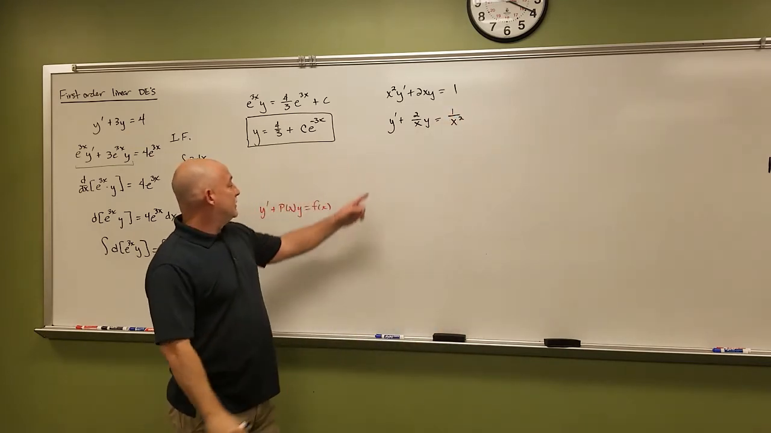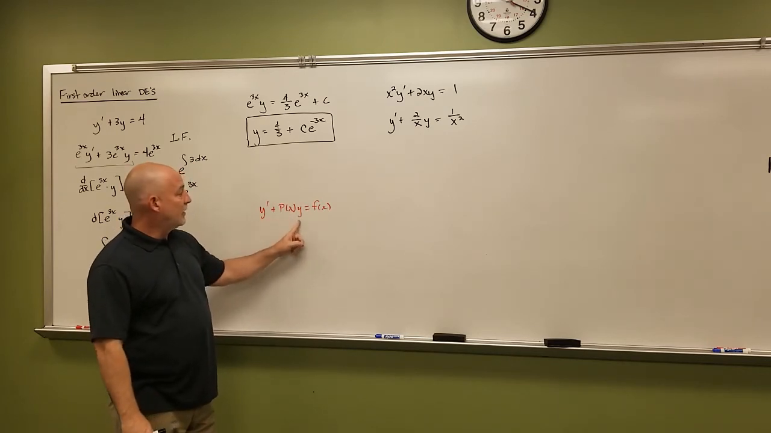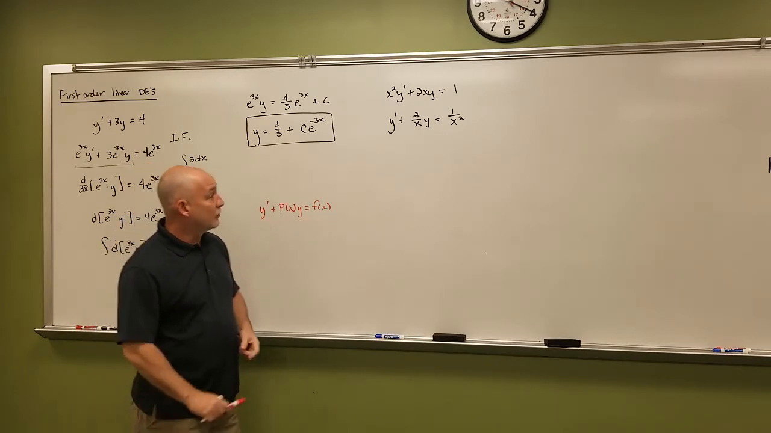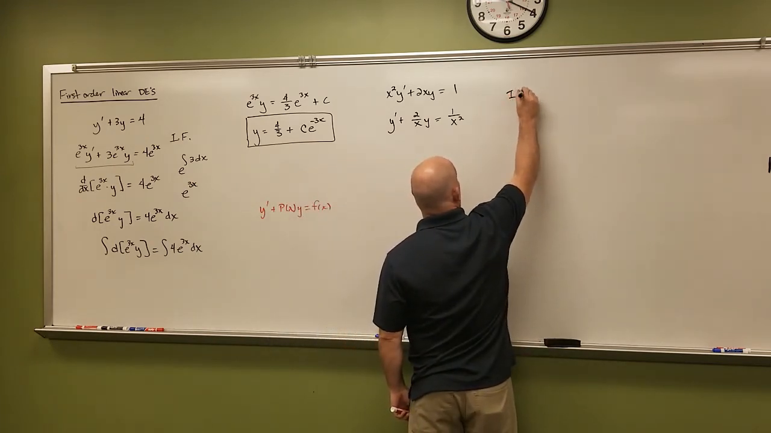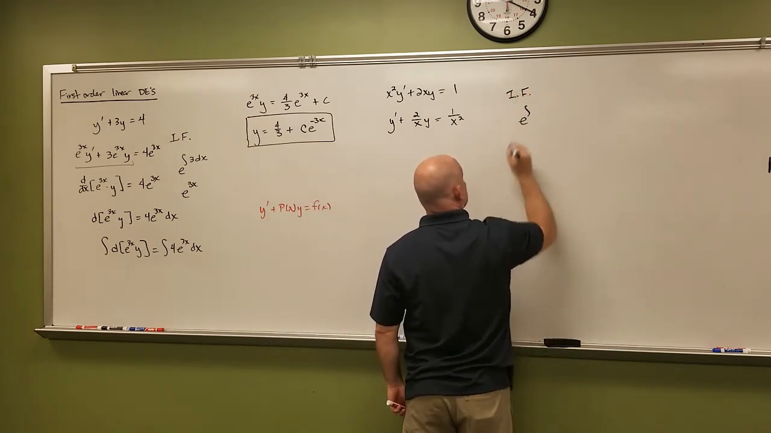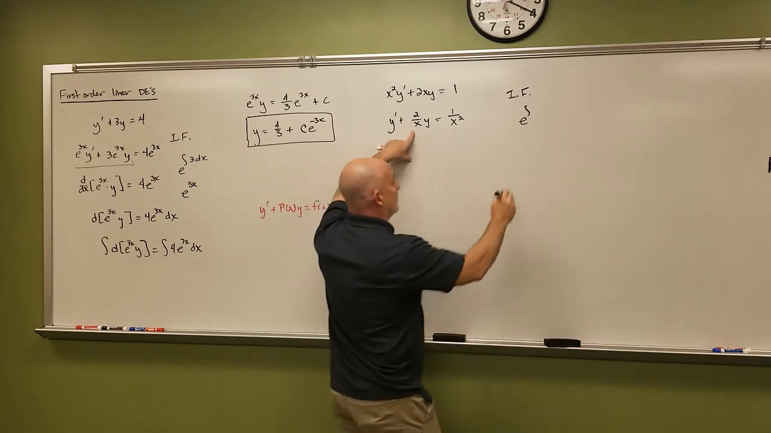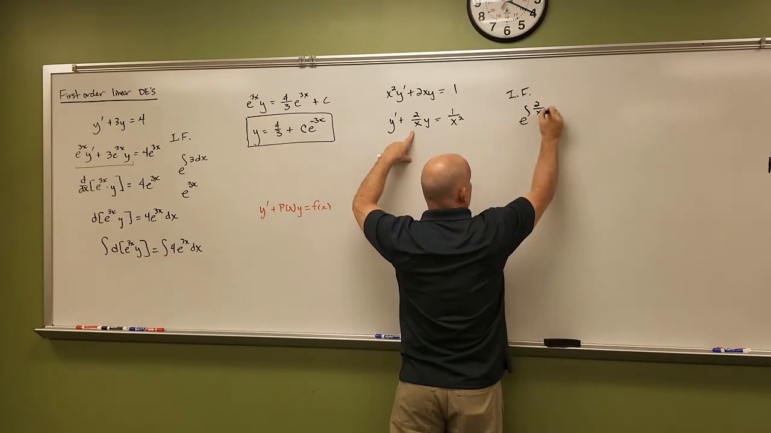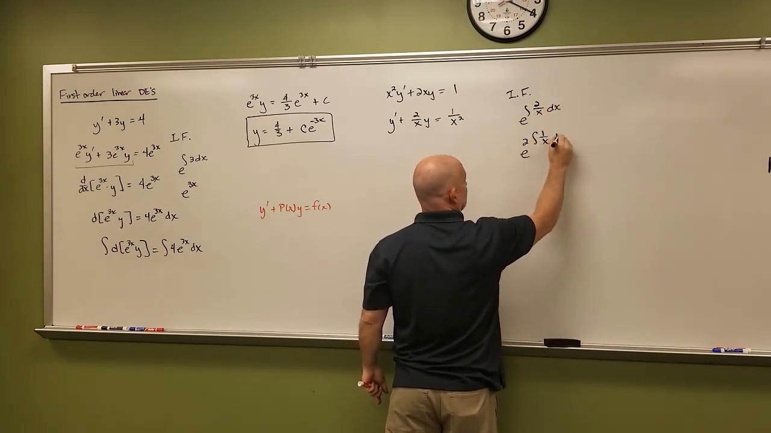Okay, so we can now see that this fits this form exactly. y prime plus some function of x times y is equal to just some function of x. So we know to solve this type of problem, we're going to use an integrating factor. Our integrating factor is always e to the integral of whatever's in front of the y, which is our p of x dx. This is 2 over x dx. So this is e to the 2 times the integral of 1 over x dx.